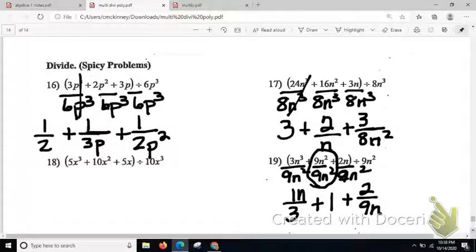So pause, write down number 18, try it, and then see if you and I got the same answer.